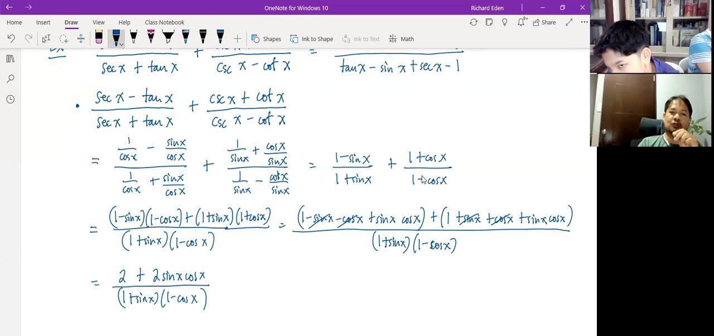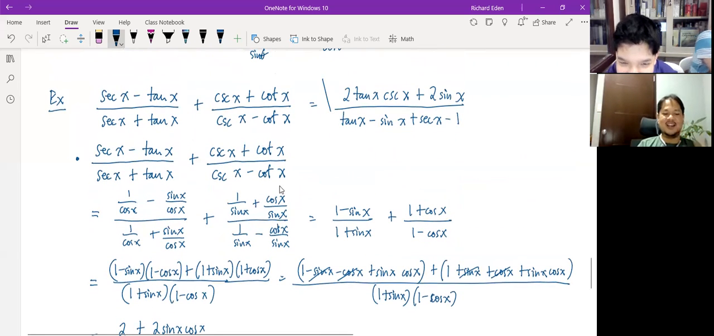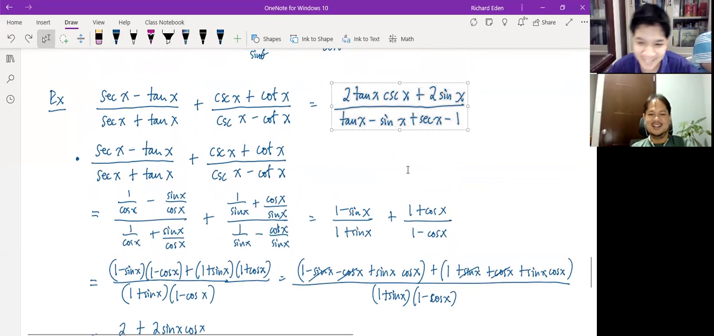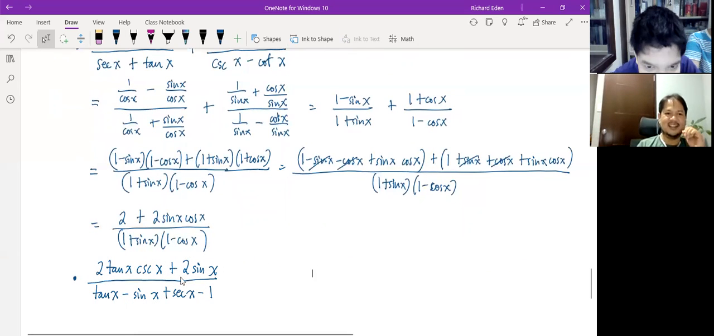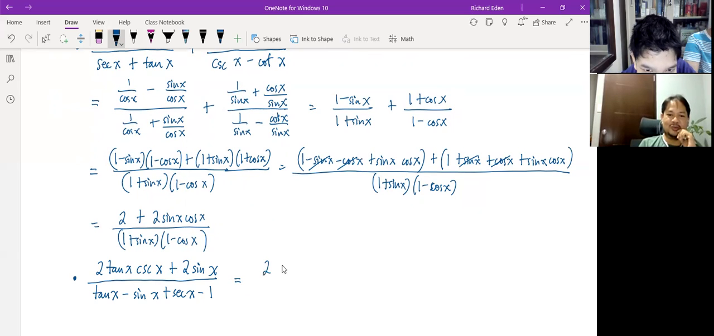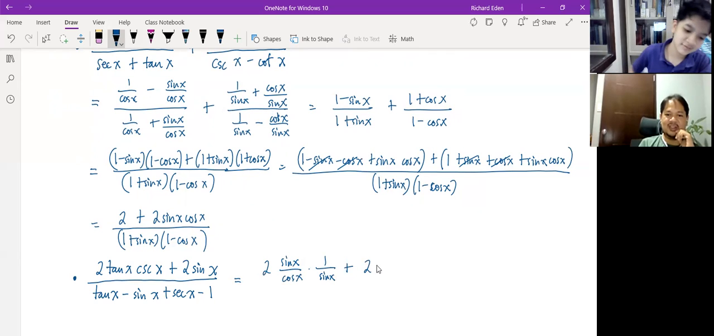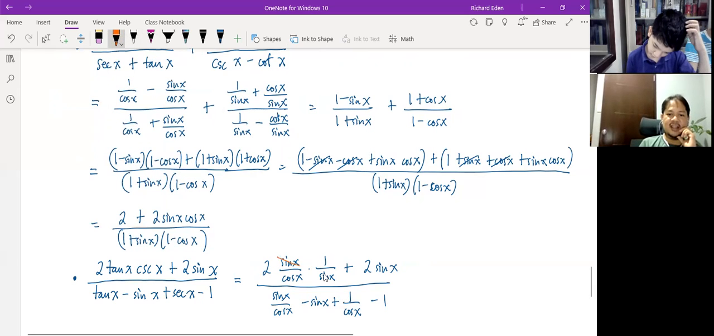I think I'm now going to go to the original right side. I'm going to copy it. Stop me. So sines and cosines. Two. Cosecant is 1 over sine, so that's sine of x. And then tangent is sine x over cosine x minus sine of x. Secant is 1 over cosine of x. And then minus 1. In the numerator, this sign and this sign are going to cancel each other out.